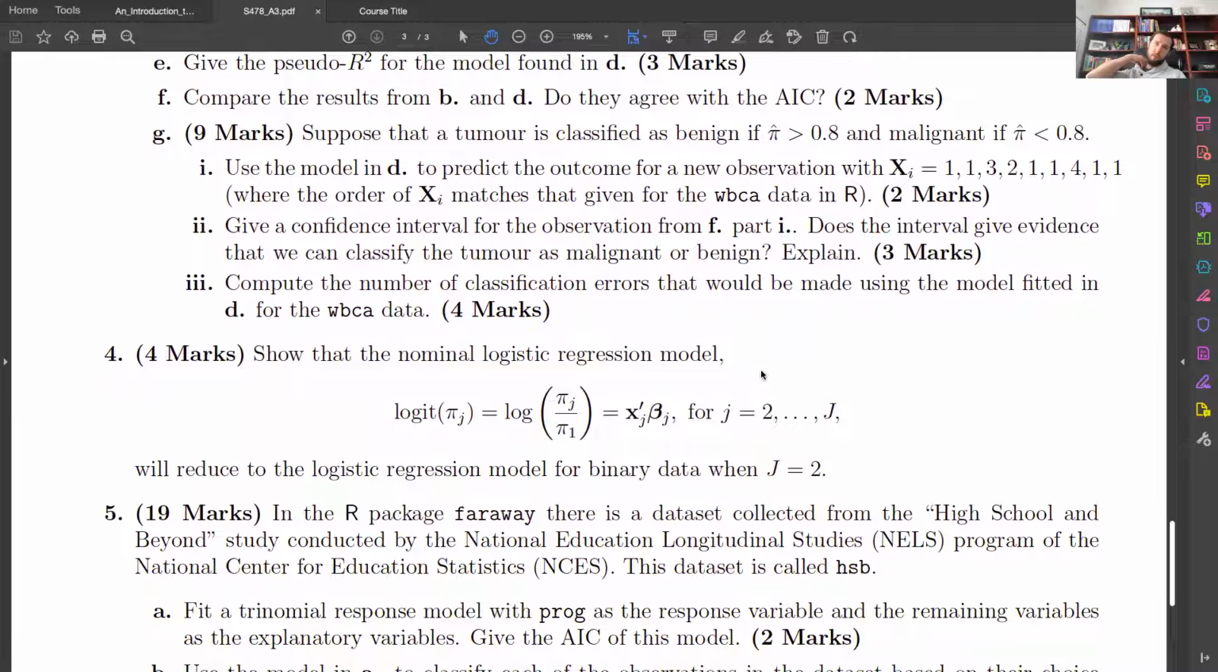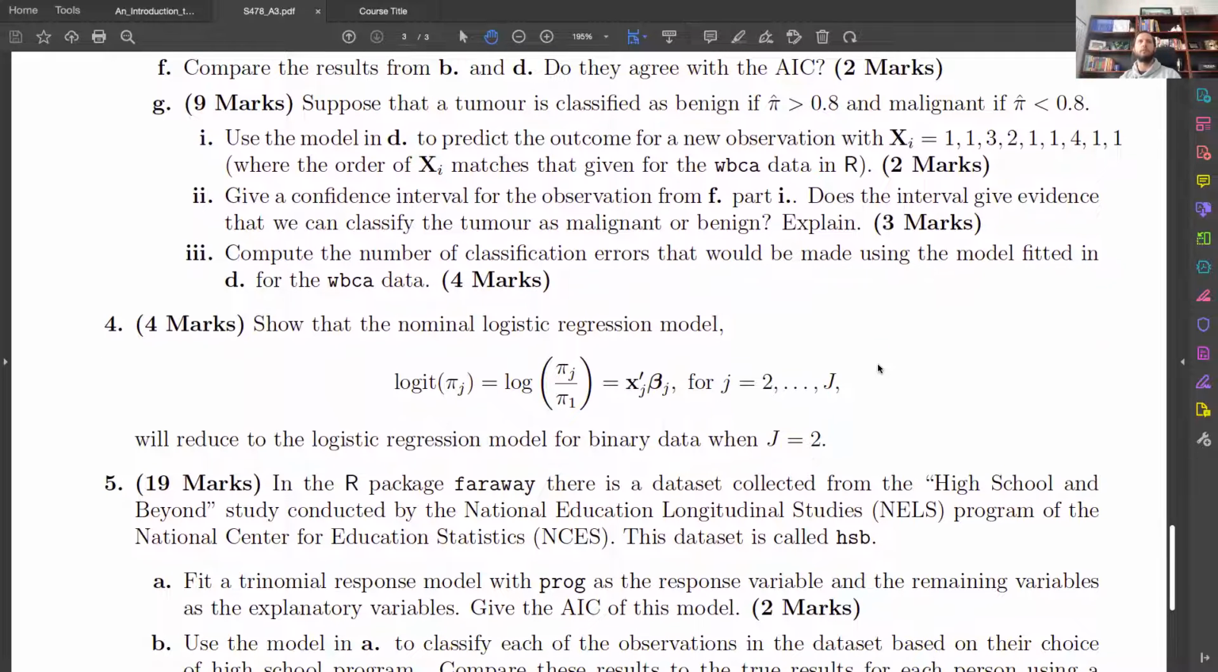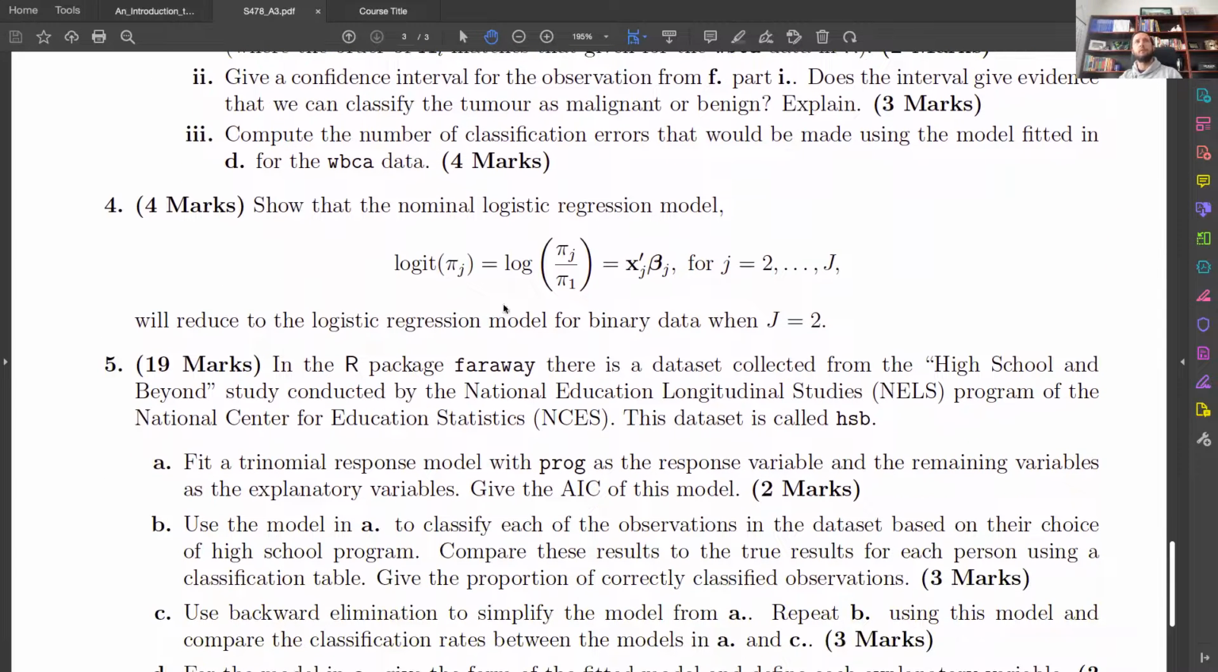Okay, and then question 4 and question 5 are related to lecture set 7, which we will finish before the end of the week. So you'll be able to complete the entire assignment by the end of this week, or at least start and work through all of it if you'd like. So part 4 is just a little proof asking about the relationship between this nominal logistic regression model, which we'll talk about today, and a logistic regression model for binary data.